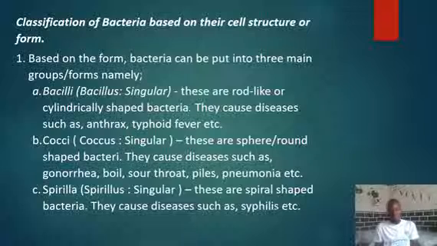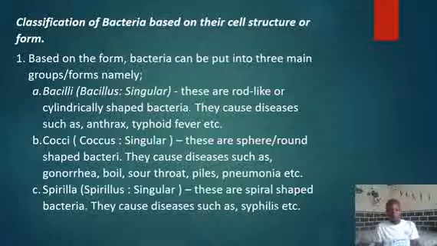Then we have the cocci, or the coccus, which is the singular form. These are spherical shaped bacteria, or round shaped bacteria. The word coccus is also a Greek word which means berry. You see how a berry looks, round like that. So that is the coccus, and they look spherical or round. They also cause diseases such as gonorrhea, like the gonococcus. They also cause the boil, sore throat, piles, pneumonia, etc.